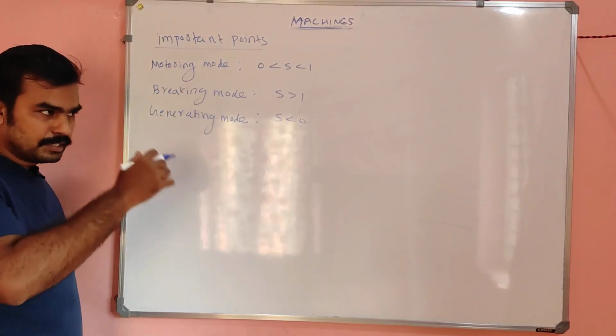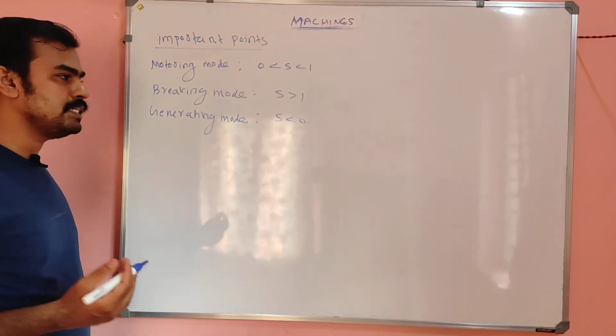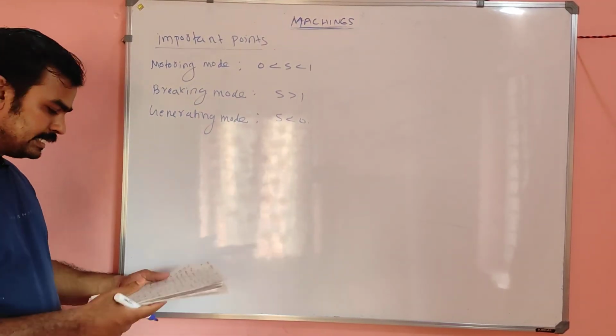I already explained the torque slip characteristics. If S is greater than 1, it will be in the braking region. Generating mode means S less than 0.